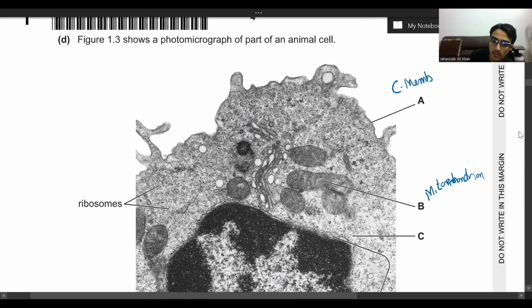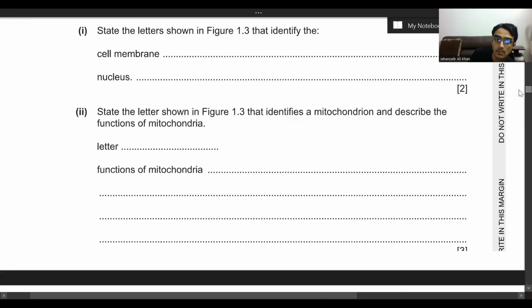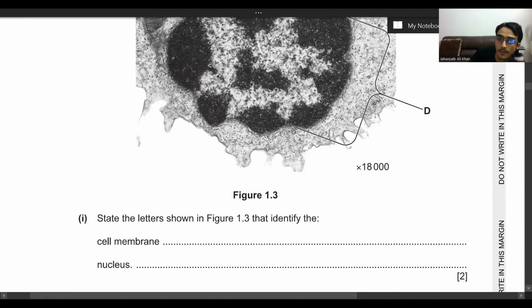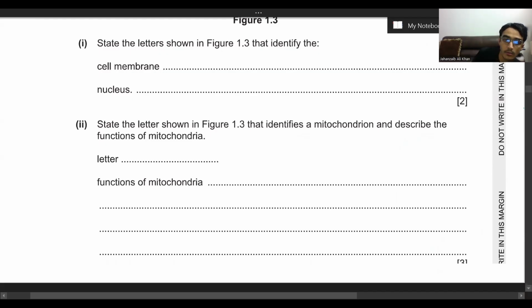And C we'll say is the cytoplasm. It's nothing specific. And I'm assuming that the letter D here represents the nucleus. So the cell membrane was letter A, and the nucleus is letter D.